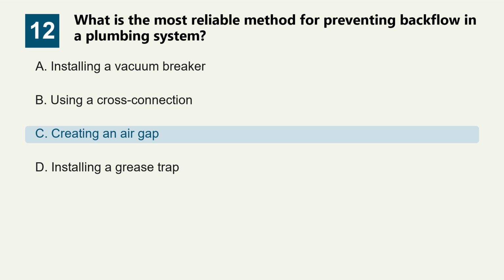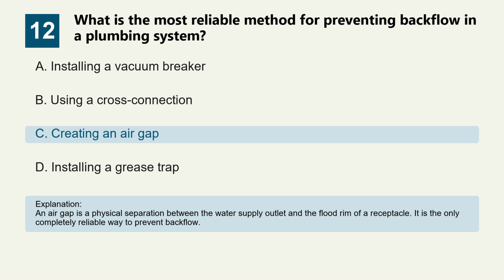Creating an air gap. An air gap is a physical separation between the water supply outlet and the flood rim of a receptacle. It is the only completely reliable way to prevent backflow.